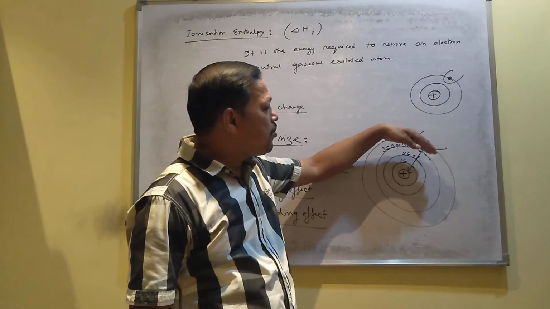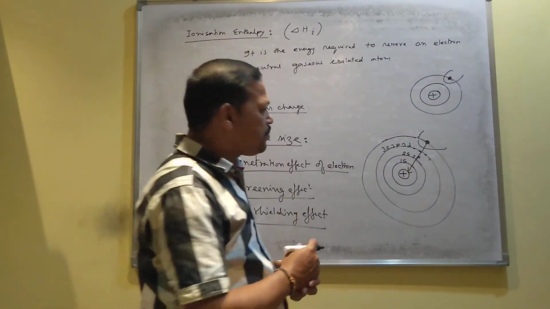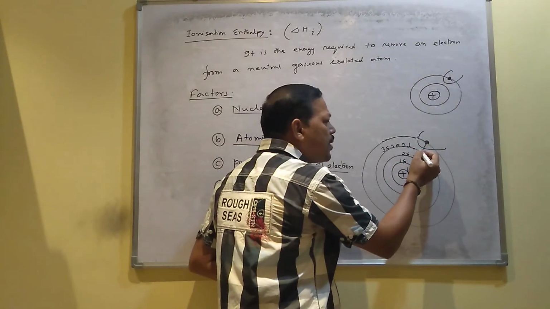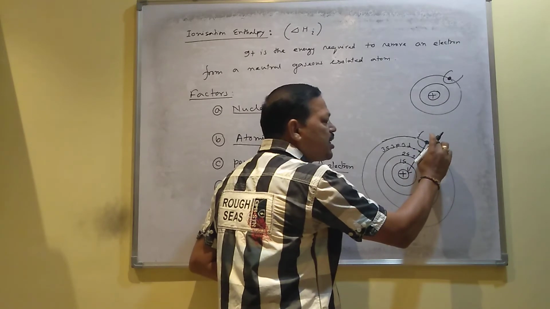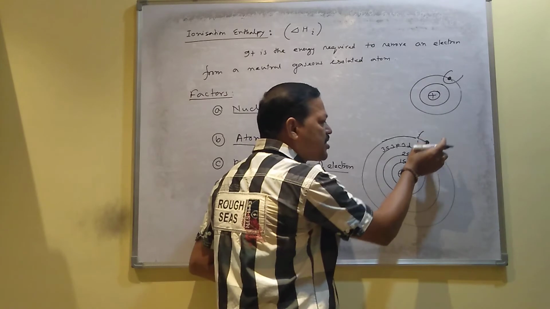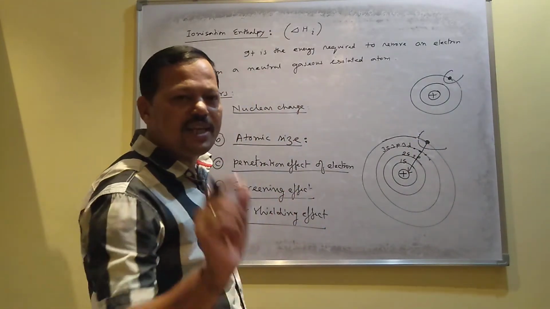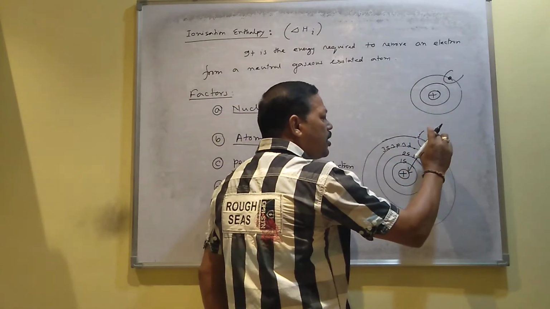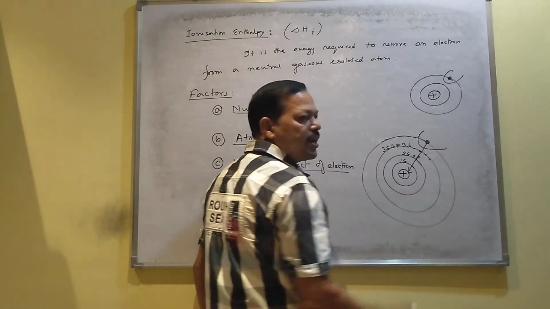So if the number of inner electrons increases, I mean inner shells, then due to the presence of inner electrons, there is some repulsion between the valence shell electron and these inner electrons. Due to this inter-electronic repulsion, the proton will less attract the valence shell electron, which is called the shielding effect. Shielding effect means nothing but the repulsive force between the inner electron and the valence electron.